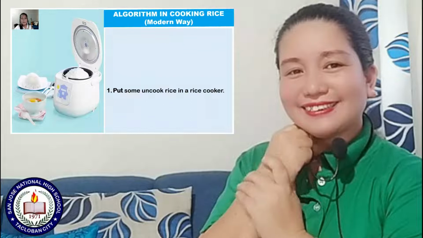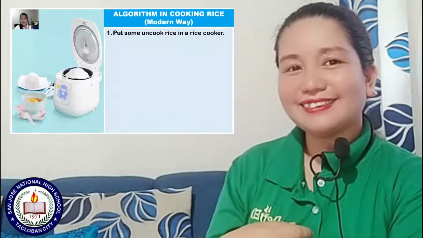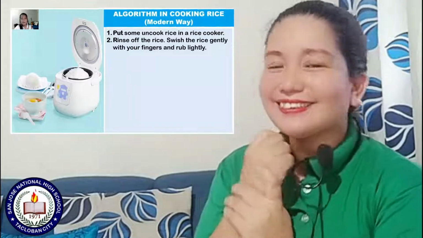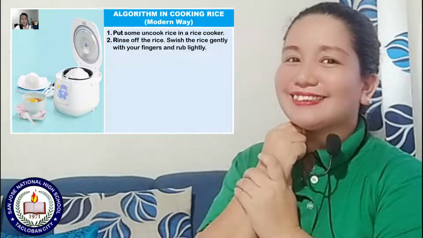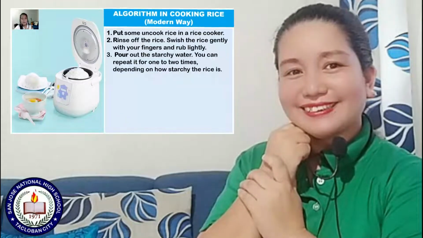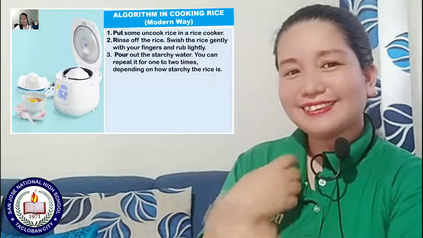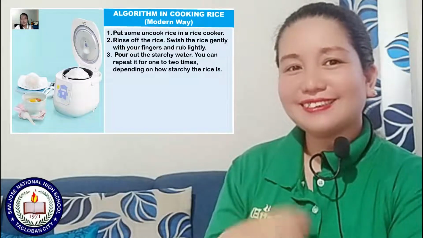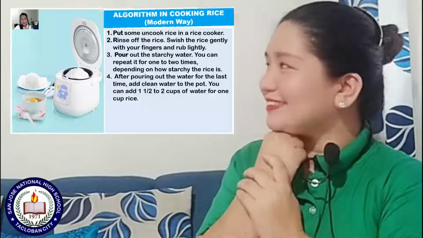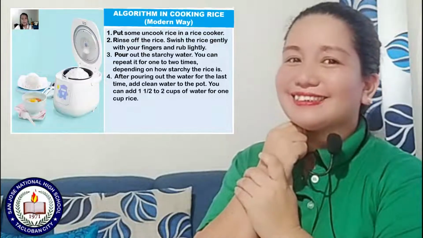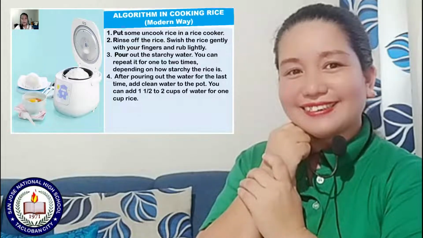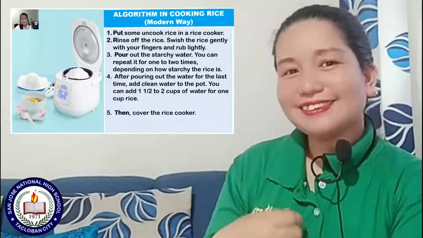So first, you have to put some uncooked rice in the rice cooker. Next, you have to rinse off the rice. Swish the rice gently with your fingers and rub lightly, and then pour out the starchy water. You can repeat it for 1 to 2 times depending on how starchy the rice is. And another one, the next step is, after pouring out the water for the last time, add clean water to the pot. You can add 1 1/2 to 2 cups of water for 1 cup of rice.